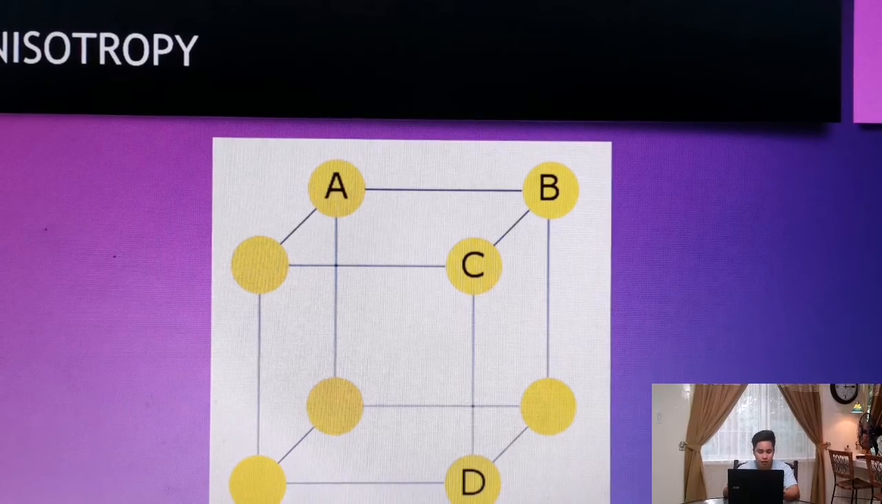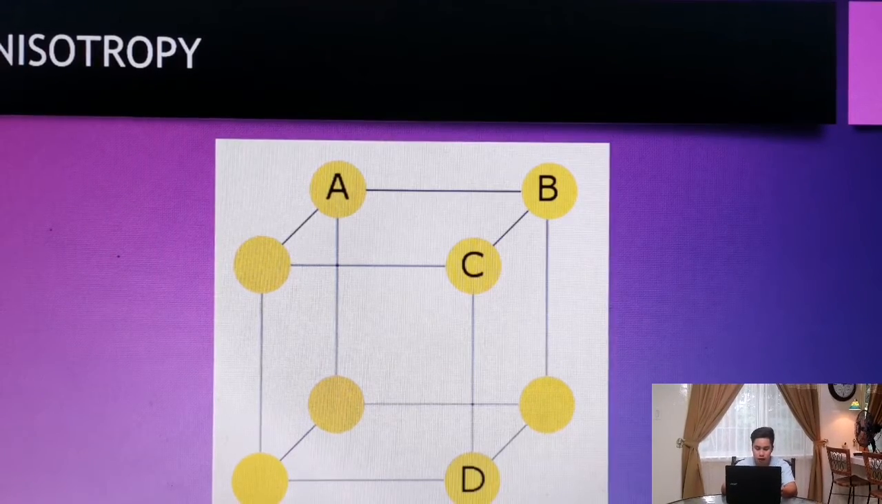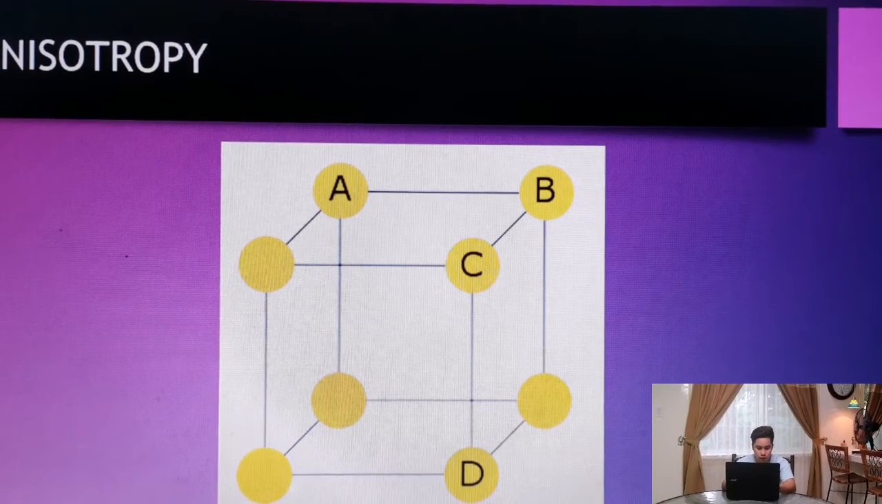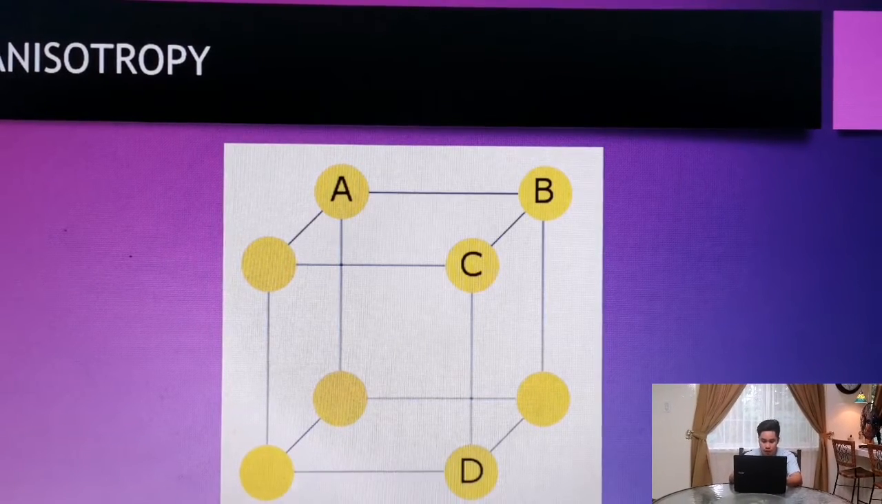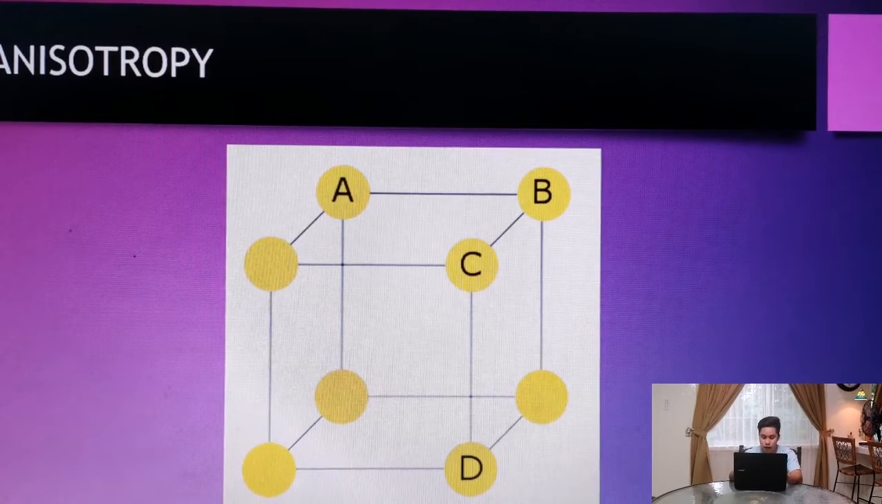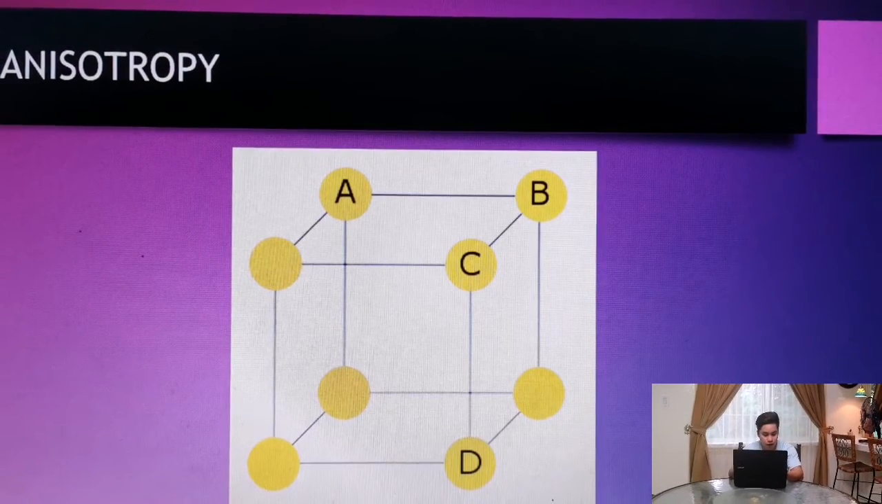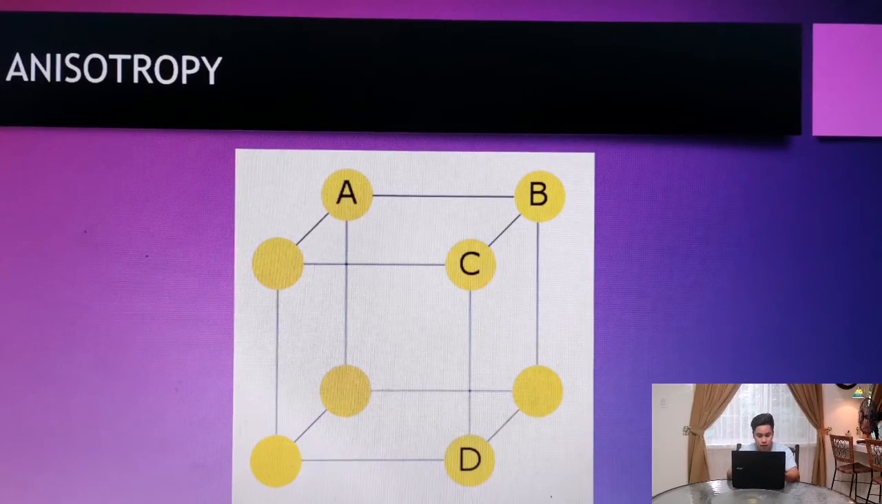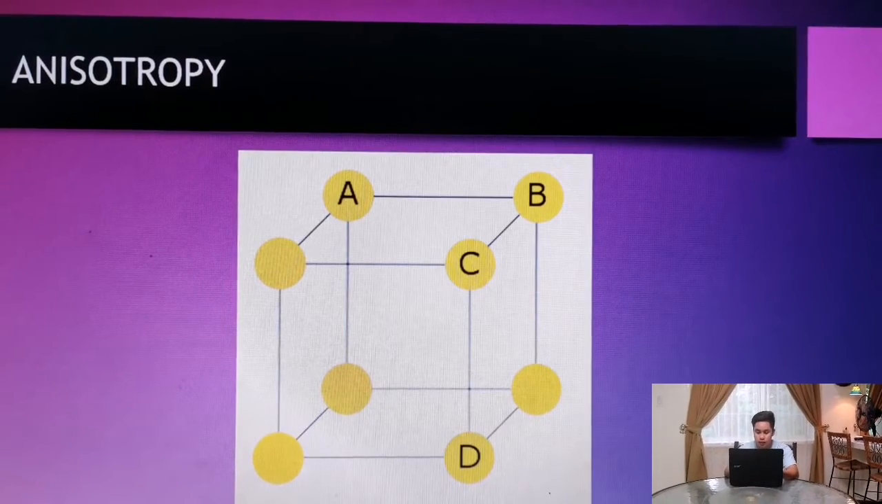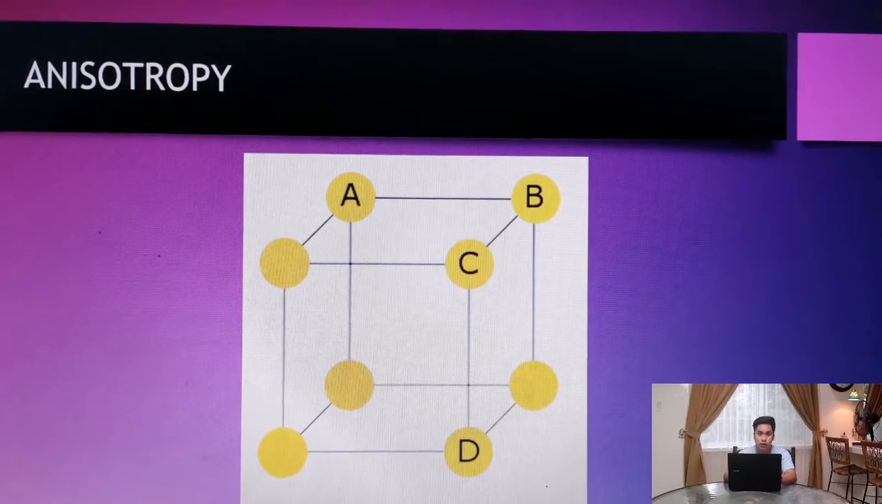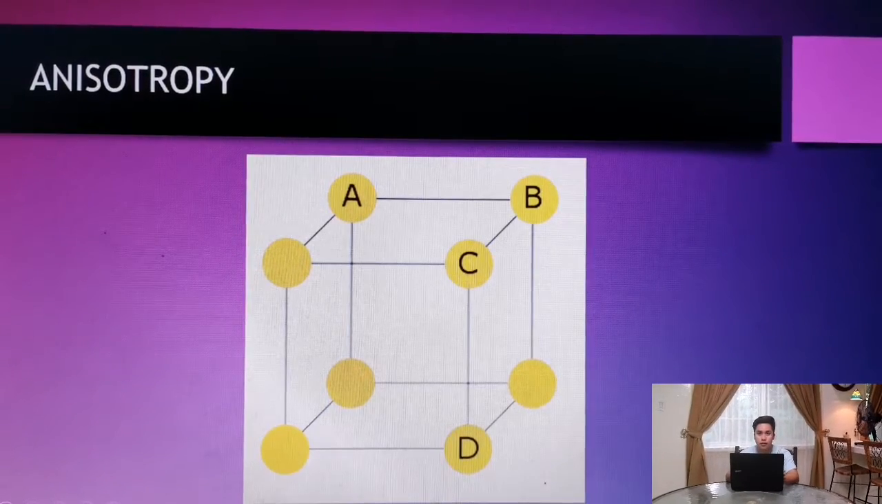Next, the image below shows a crystal lattice structure. You can assume in this case that all of the atoms are the same element. The distances A to B, A to C, and A to D are all different. This means that the physical and mechanical properties in this crystal will all be different across these different axes.